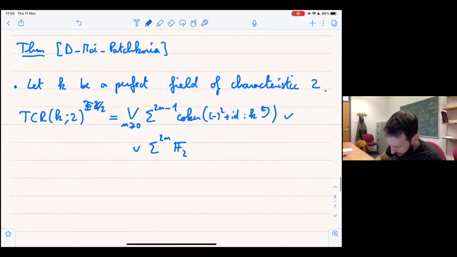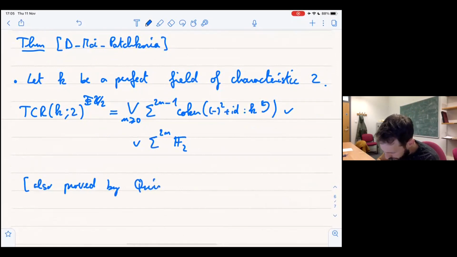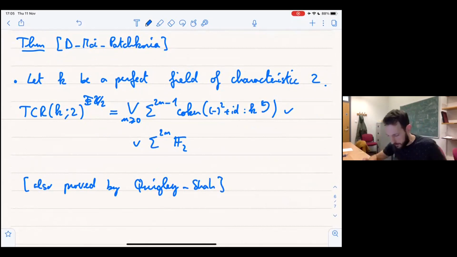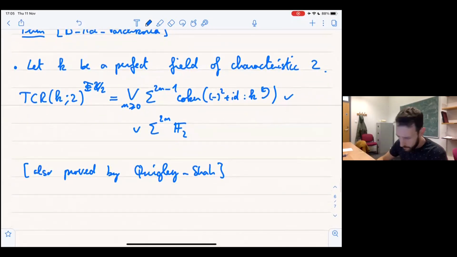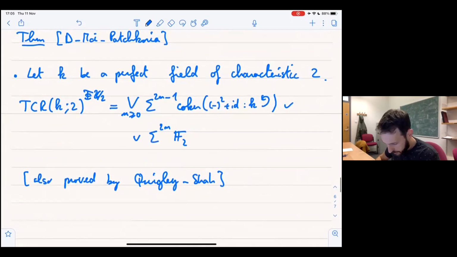And this is also proved by Quigley and Shah, straight from the equalizer I was talking about before. And in fact, from here we are able to deduce the full equivariant homotopy type of this. Maybe let me not insist on that.